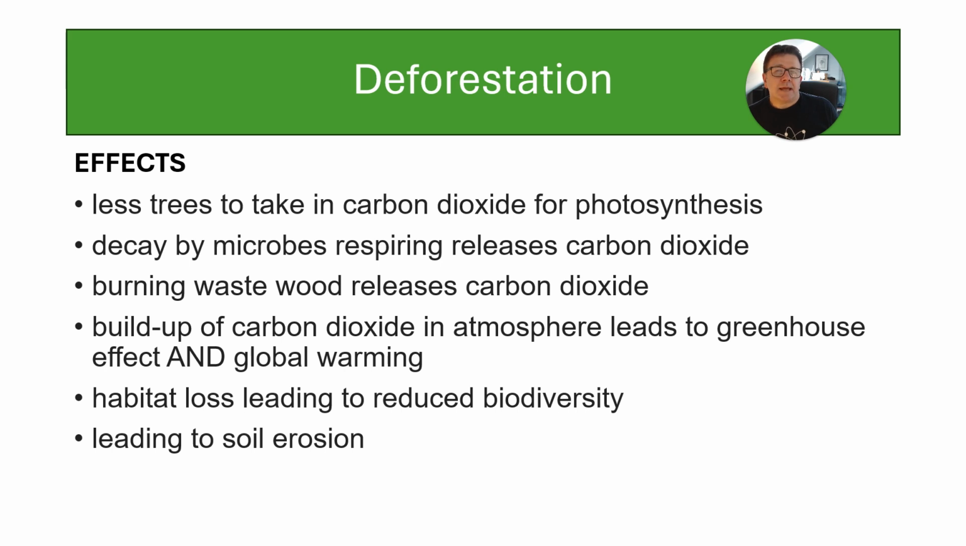Effects. So they will give you some information usually, but here are the effects. So basically, if you don't have any trees, you can't remove lots of carbon dioxide from the atmosphere. It can't be stored in the tree. Also, if you cut down trees, there's going to be loads of decay going on by microbes, and they're releasing lots of CO2. Also, it's going to be burnt as well. So to get rid of the debris, they burn the woodland, and that releases carbon dioxide. That builds up in the atmosphere, causes greenhouse effect, global warming. So this might be linked to global warming.